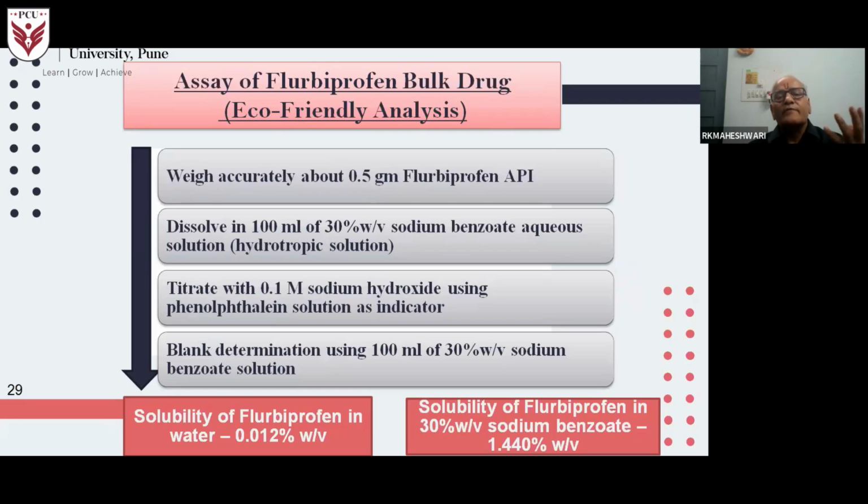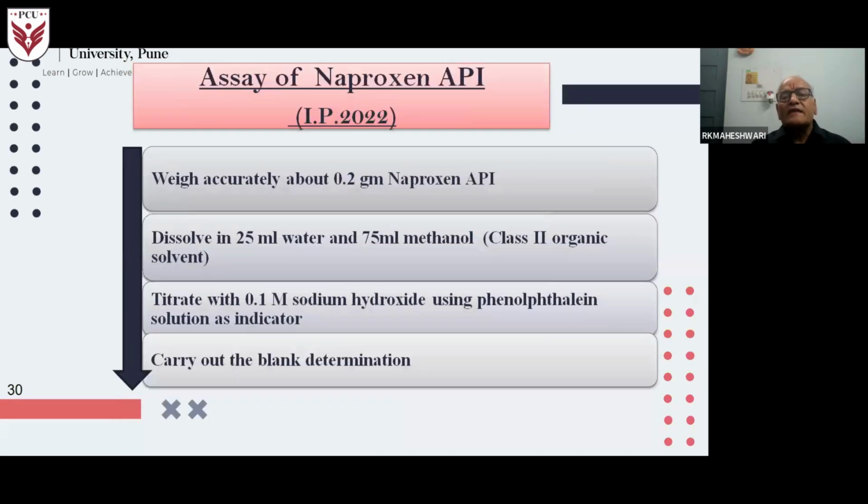Ethanol is a class 3 organic solvent, but it is also harmful. Without organic solvent, just by use of a hydrotropic solution as the solvent system, they are going to perform the titrimetric analysis. The third example is that of naproxen API. In the IPBP method for naproxen, it involves the use of methanol, as you are seeing on your slide. For titrimetric analysis, methanol, a class 2 organic solvent, is used to dissolve it.